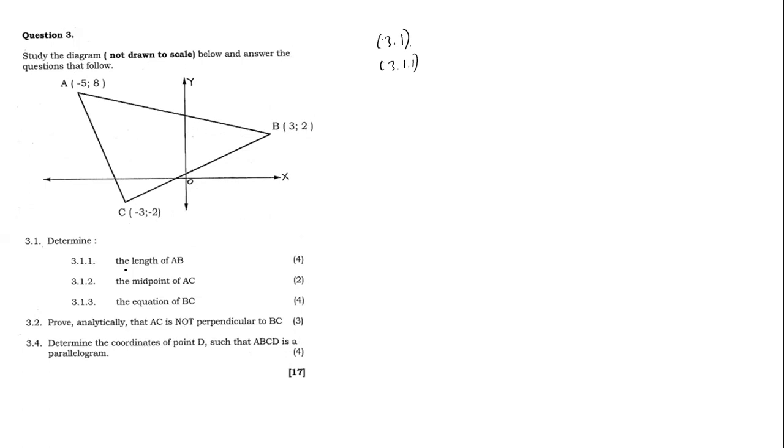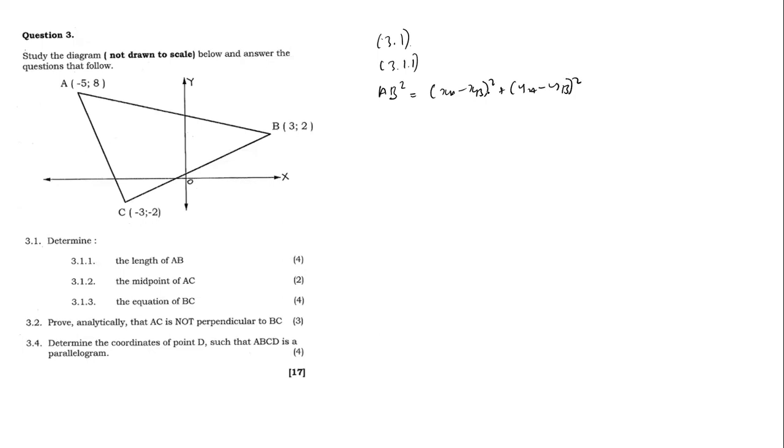Now 3.1.1 says to us, determine the length of AB. So from here to there, it's AB. We have the coordinates. We're going to use the distance formula to determine this length. So to determine the length of AB, you're going to say AB squared. Doesn't matter how you do this. So AB squared is going to be x of A subtract x of B to the power of 2 plus y of A subtract y of B to the power of 2.